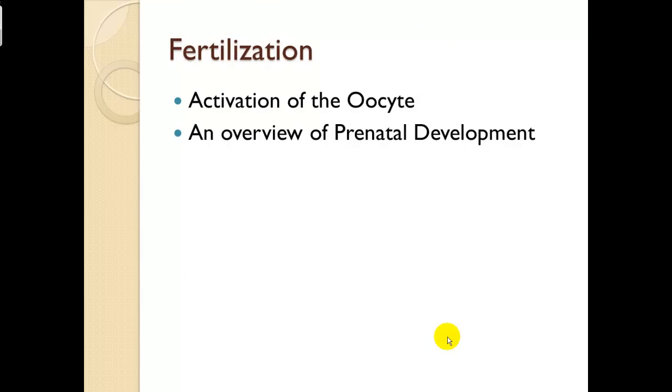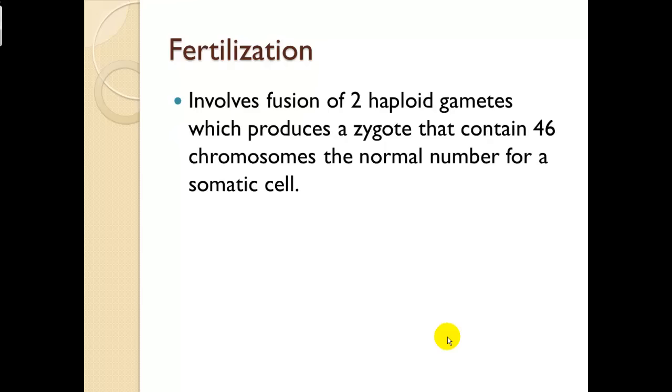Fertilization: we're going to talk about activation of an oocyte and the overview of prenatal development. Fertilization involves the fusion of two haploid gametes, which, if we remember from the last lecture, are half. So this is half from mom and half from dad, which produces a zygote. This is the one cell that everything is going to derive from, that contains 46 chromosomes, and that's the normal number of chromosomes for a somatic cell.